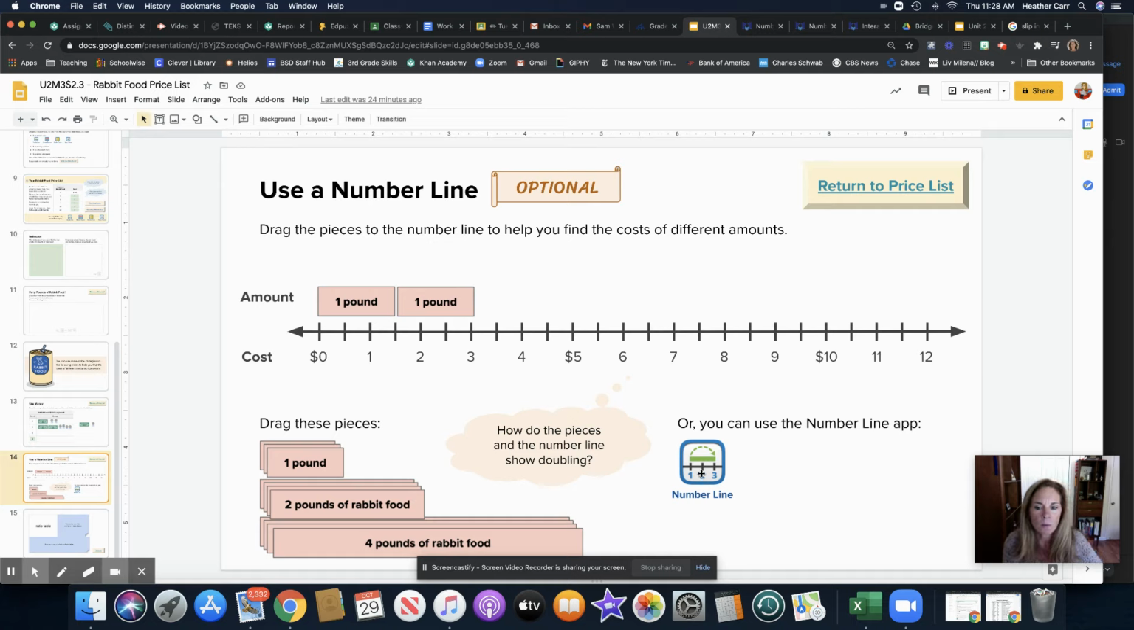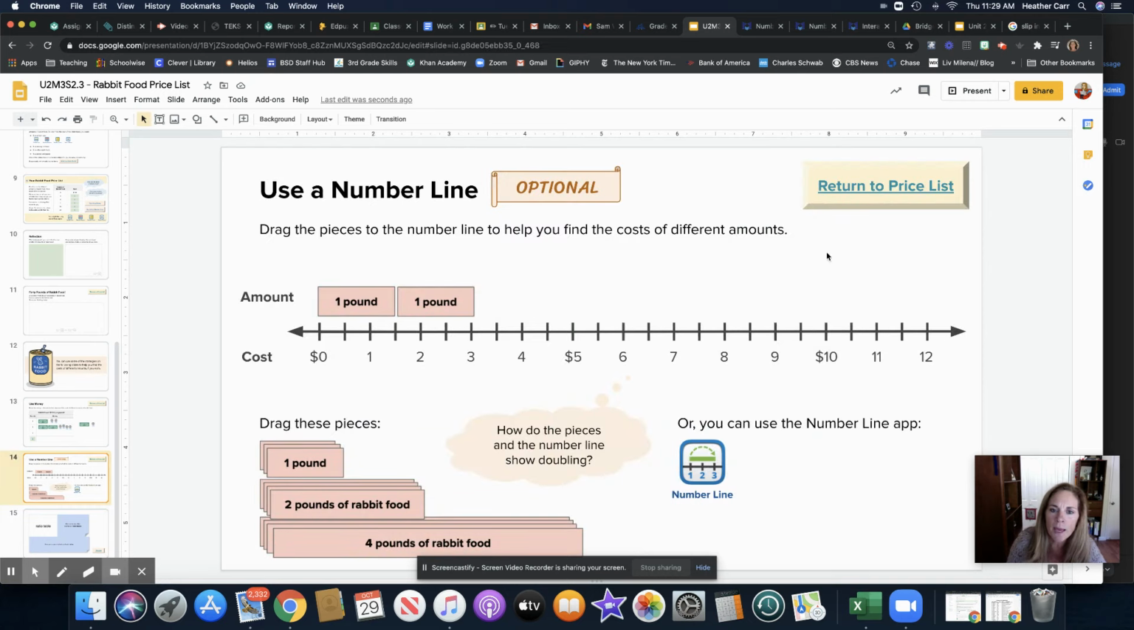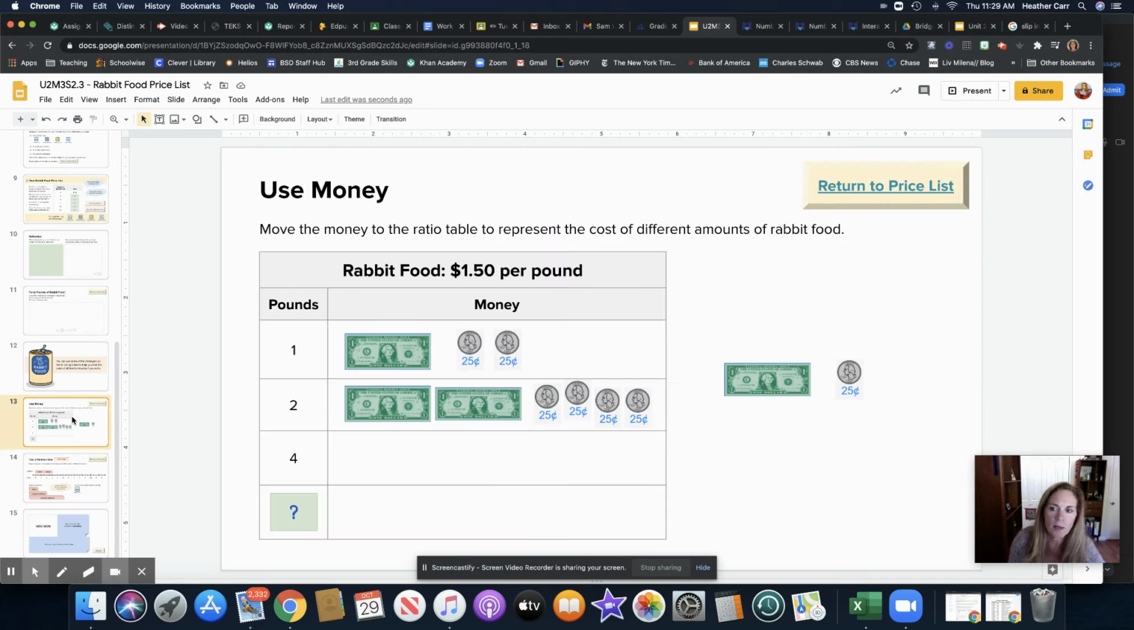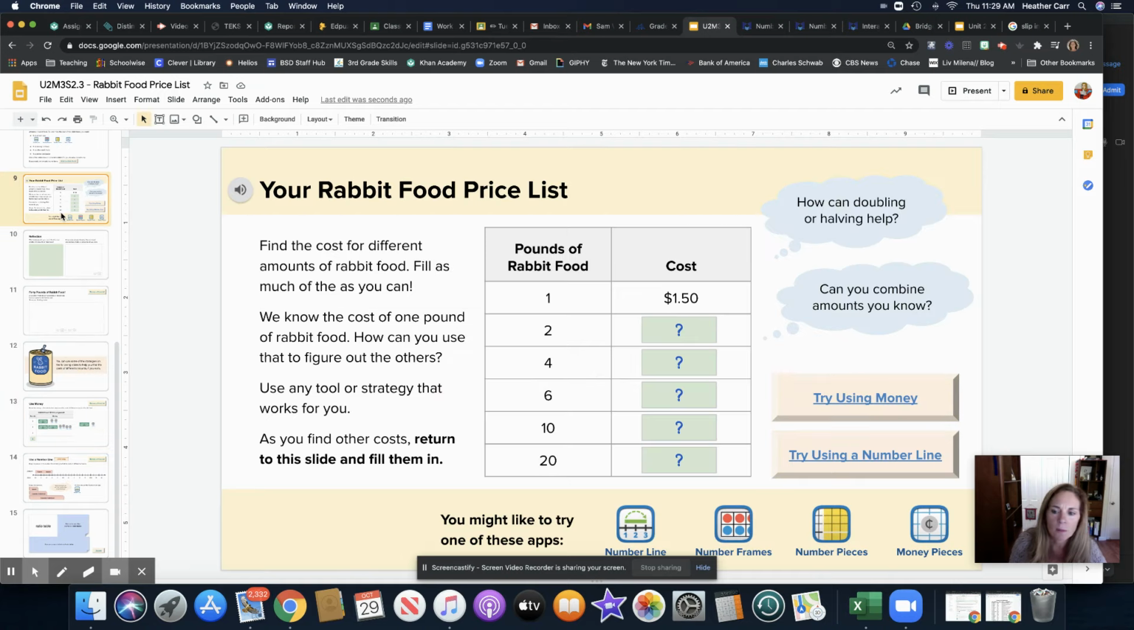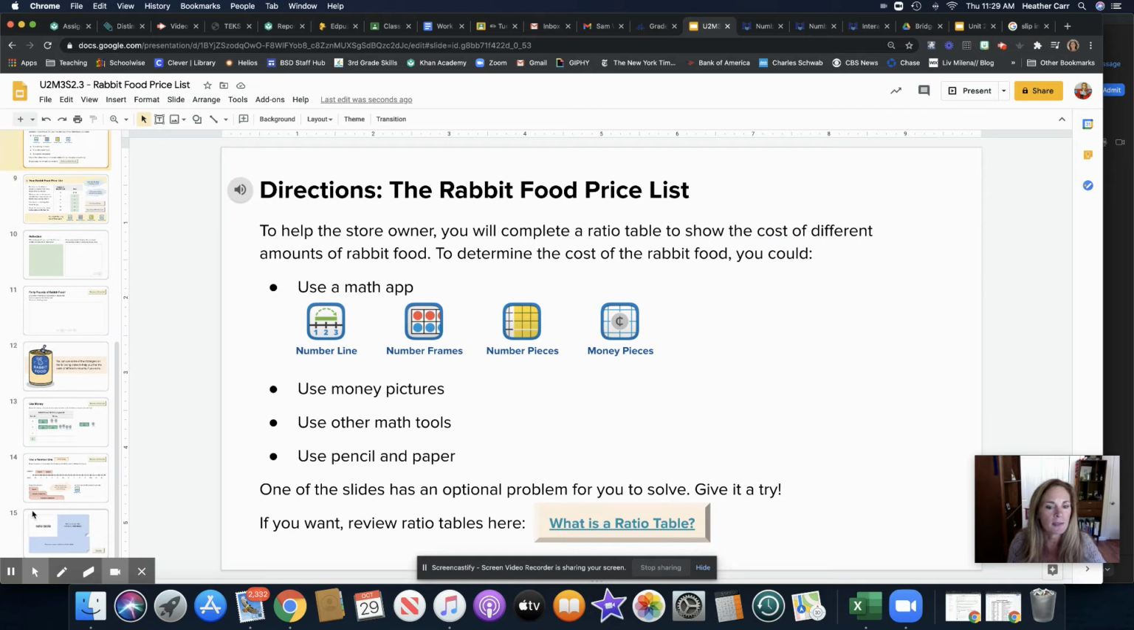Here's another one where you can use this number line. This one says drag the pieces to the number line. So you should be moving these pieces up to the number line to help you figure out how much the food is going to cost. If you need help remembering about a ratio table, you can come to this slide. I think they remind you about that on a couple of the slides. If you need help remembering what a ratio table is, it's up here. It's actually the last slide.